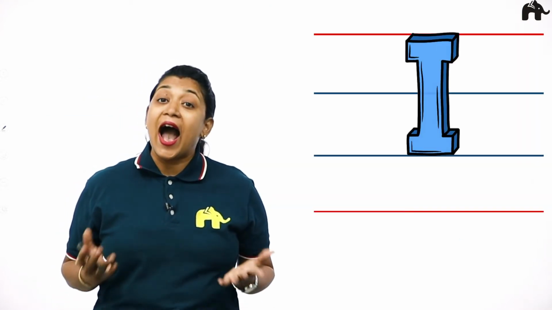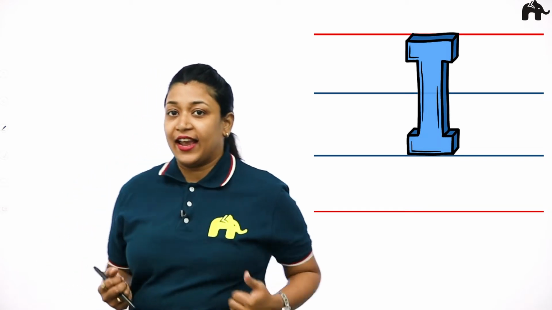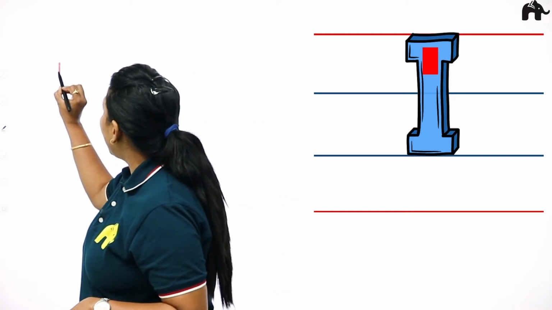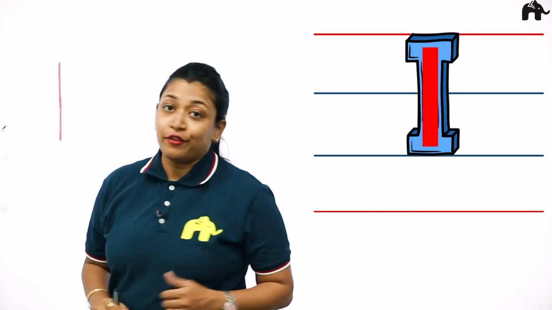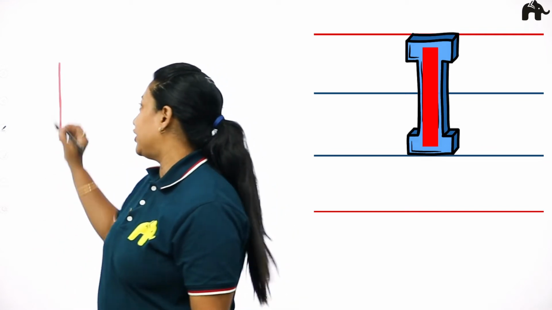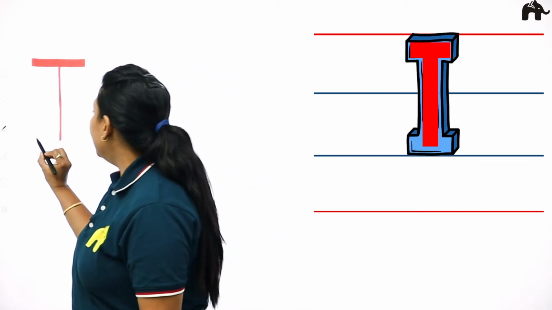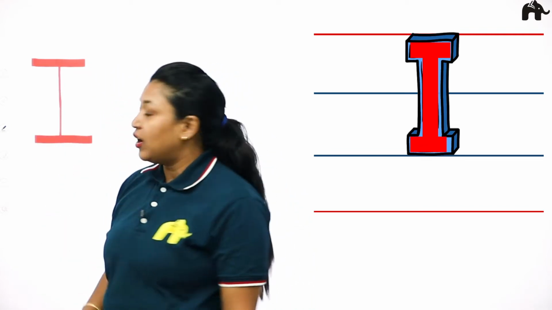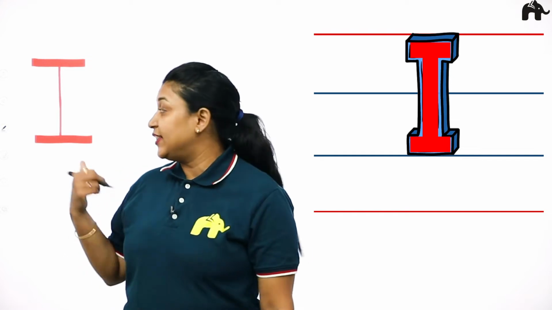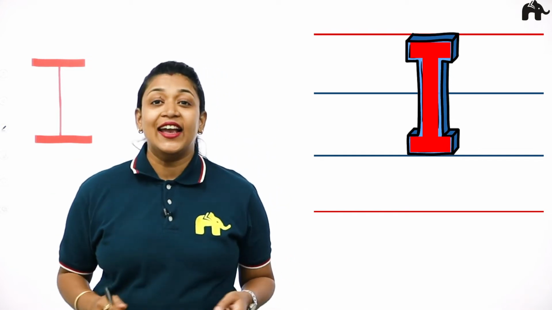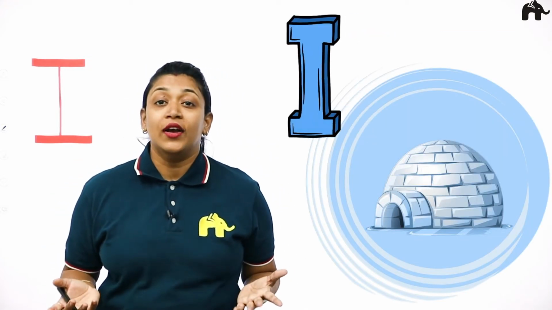So our next alphabet is letter I. So chalo likhte hain. You will draw a standing line. Very good. And then you will draw the sleeping line on the first red line and one more sleeping line on the third line. This is our letter I. I for igloo. Igloo. And the sound of I is E. Can you do that? E.